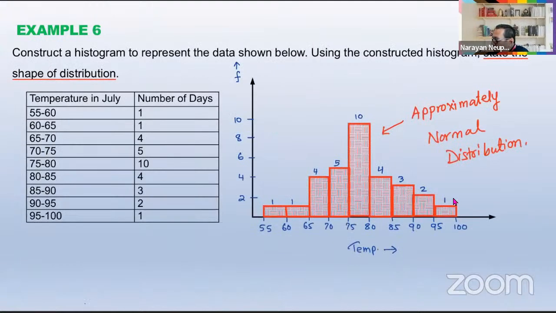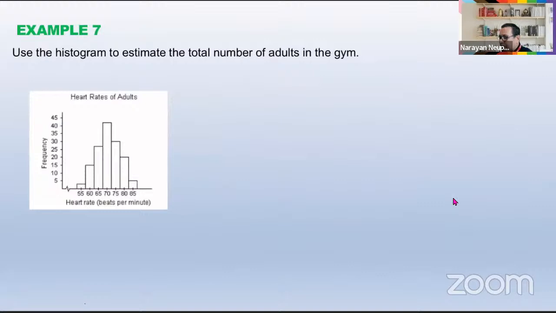Now, I have one more here. Example 7. Use the histogram to estimate. I use the word estimate because we may not be able to get the exact value, right? Because it's not scaled properly. So did you find that example in your note catcher? Just flip the page. You'll see it. We have to estimate the size here, or the sample size, I should say.